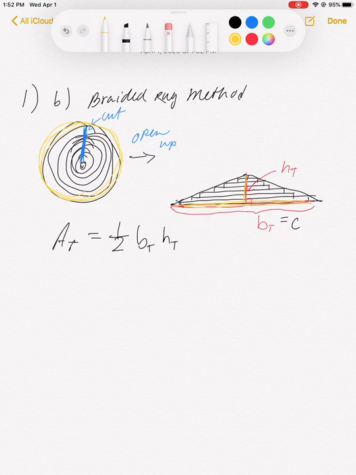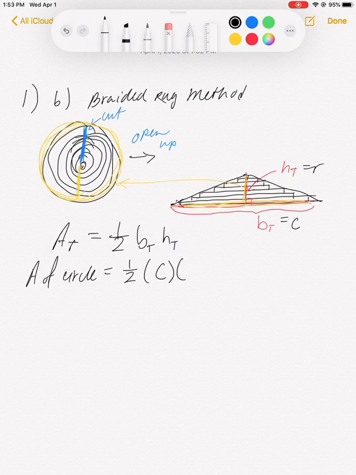Okay, this is the height. Now, going back over to here, you can see that the height is right here. Now, what's that distance? Well, that distance happens to be the radius. So going back to my formula, the area of the circle is equal to 1/2 the base of the triangle, which is the same as the circumference, times the height of the triangle, which is the same as the radius. Okay, so we have 1/2 CR again.